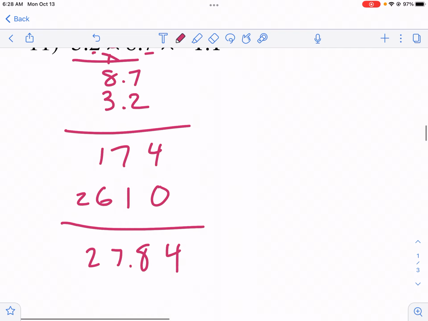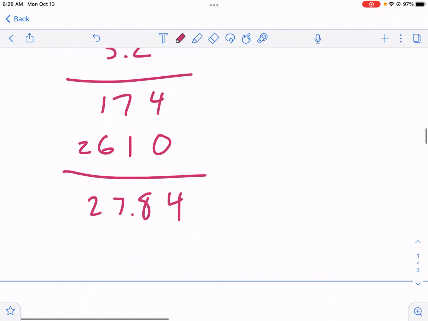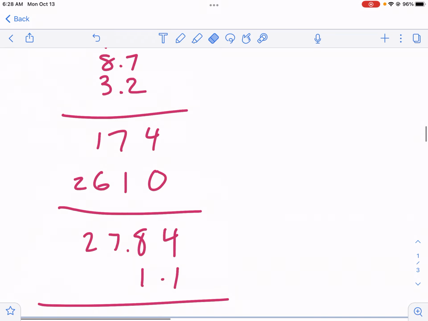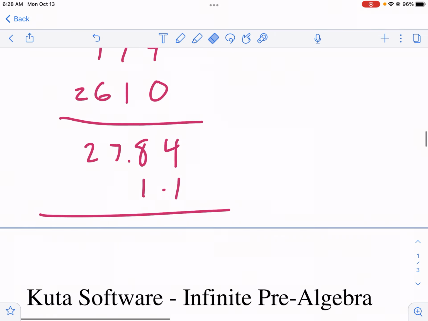Next, I need to multiply this times negative 1.1. So you see this is like a combo problem. 1.1, but this is negative, okay? I'm going to apply that negative at the end. So I'm going to have a positive number, the positive 27.84, times a negative 1.1. So my answer is going to be negative. I'm going to kind of skip to step 4 right now.